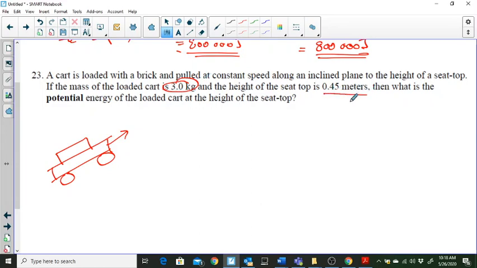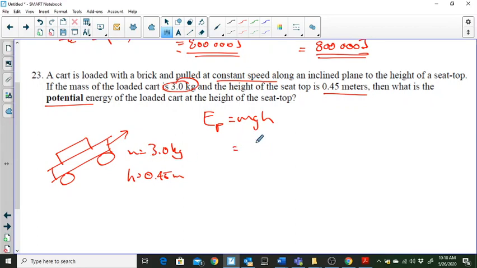All right, to the seat top. If the mass of the cart is 3 kilograms, and the seat top is 0.45 meters, then what potential energy does it have? All right, so potential energy is equal to mgh. It's being pulled at a constant speed. Yes. So it has kinetic energy, but we're concerned about the potential energy when it gets to the top. Right, so we know the 3 kilograms, so that's our mass. And we have this 0.45 meters. What does that represent? That's our height.